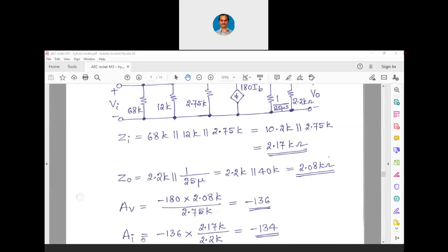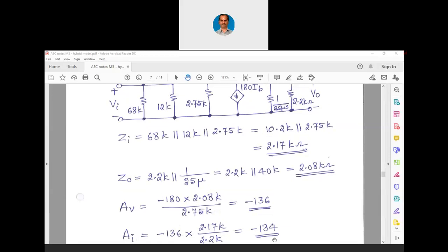Actually, current gain is nothing but output current divided by input current, right? Output current and input current are related with output resistance and input resistance. So we have the ratio of input resistance and output resistance, and then the voltage gain between output and input. That is how they match. If you reverse this equation, that is AV by AI, that is actually V by I, and V by I equals R only, the ratio of the resistances. So that way we get the current gain as minus 134.